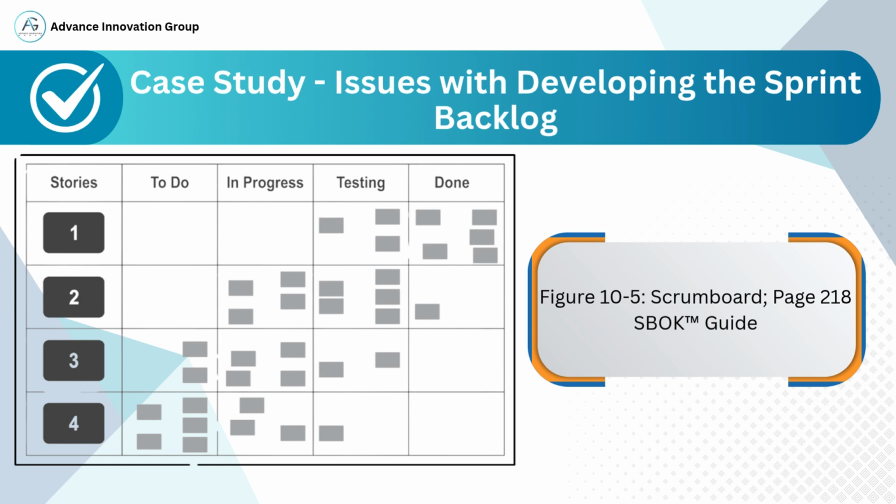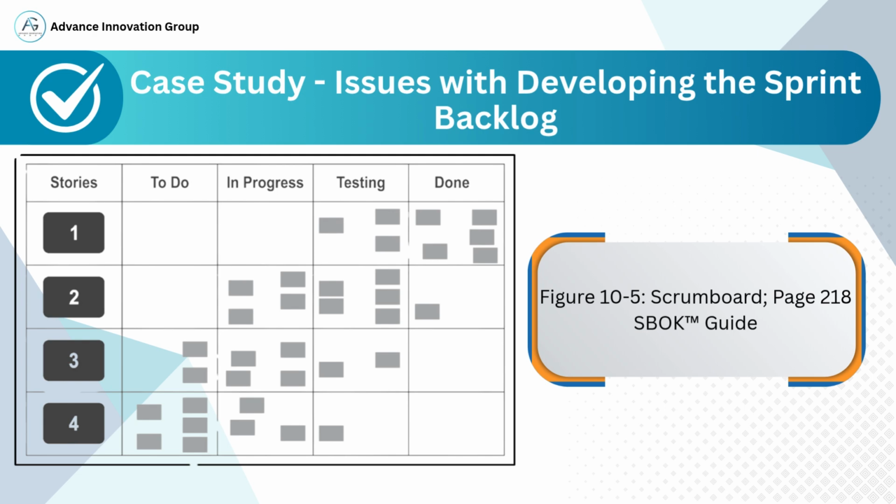Tasks are unevenly distributed across the stories. Some stories, like Story 4, have many tasks still in To Do, while others, like Story 1, have most tasks already in Done. There may be a bottleneck in the testing stage, as seen for Story 2 and 3. Lack of clarity or balance in task planning may indicate poor sprint backlog development.